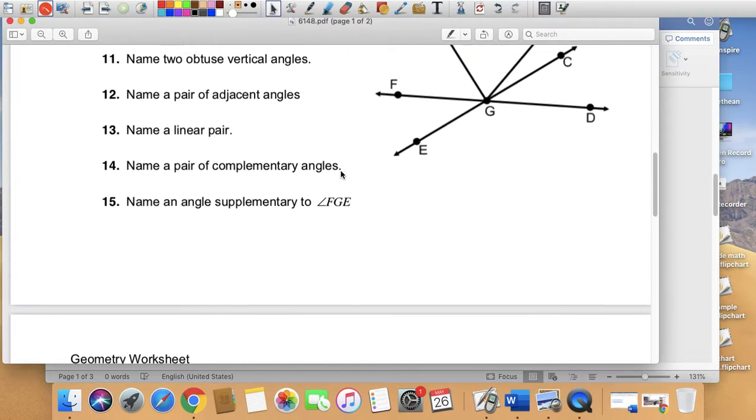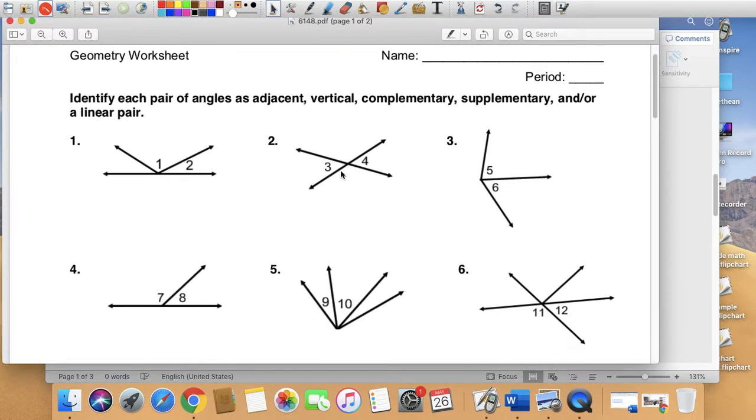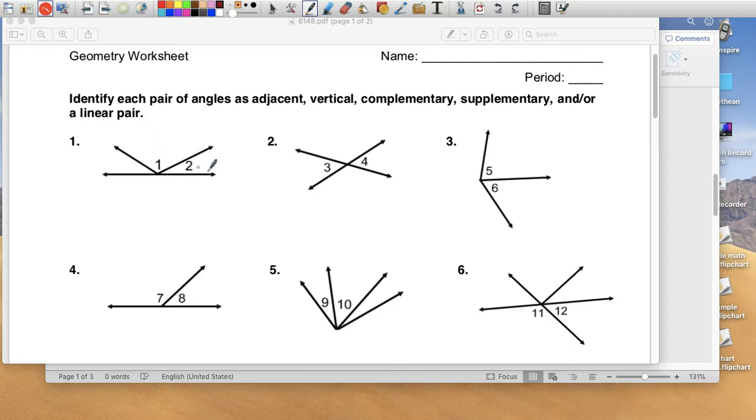The actual homework was this, 1 through 15. Identify if it's adjacent, vertical, complementary, supplementary, or linear pair. So 1 and 2: they're next to each other, so I know they are adjacent. They're not vertical. They're not complementary because they don't add up to 90. They don't add up to 180, and they're not a linear pair because they don't add up to 180.